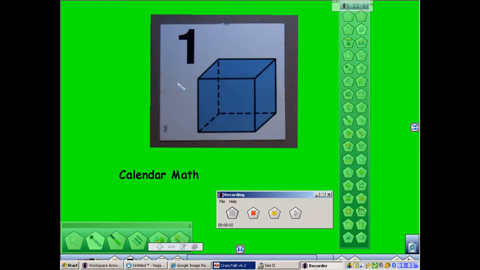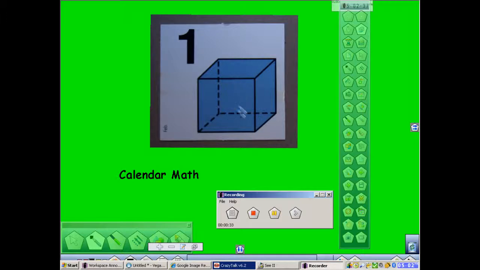A little bit of a review for calendar math. If you look right here, you'll see that this is a cube. Well, a cube can also be named a rectangular prism, because if you remember, the cube is made up all of squares. A square is also a rectangle, because a rectangle has two pairs of parallel sides, but so does a square. So by definition, a square can be a rectangle, but a rectangle cannot be a square.